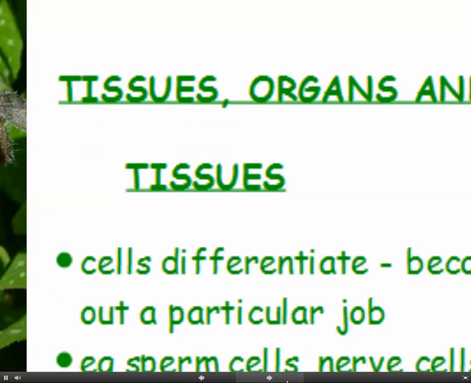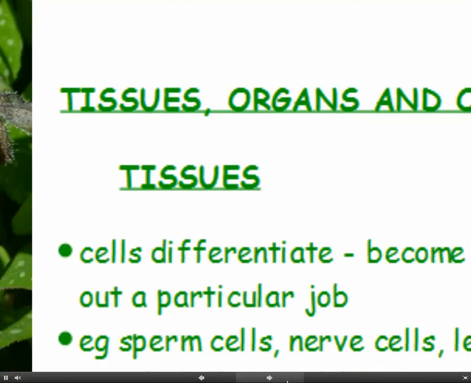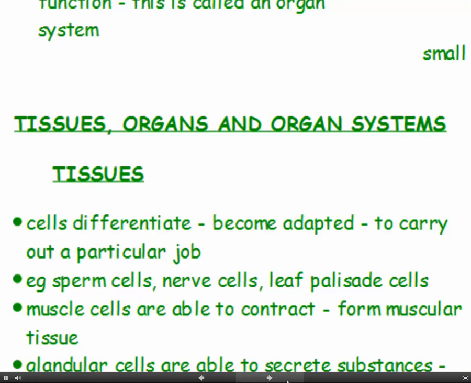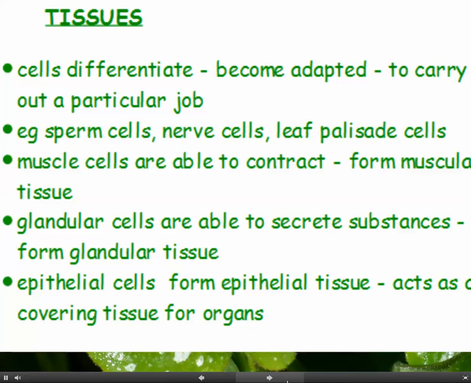So let's have a closer look at tissues. Now cells differentiate or specialise or become adapted in order to carry out a particular job. For example, sperm cells, nerve cells, leaf palisade cells, they all have special adaptations to carry out their job. Muscle cells are able to contract. They're the only cells that are able to contract, and they form muscular tissue.